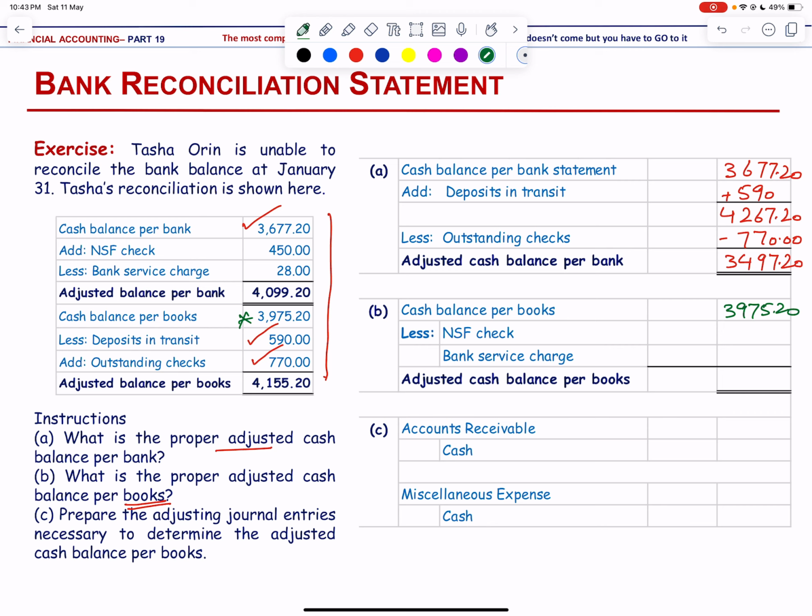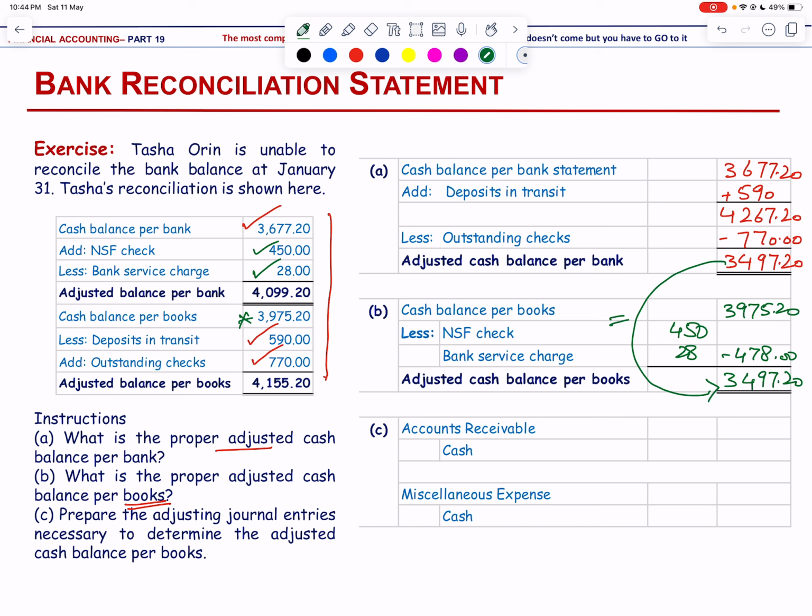3,975.20. Then we are going to subtract the not sufficient fund, that is 450, and the bank service charges of 28. So the total to be deducted is 478, and the balance will be 3,497.20, and you can see that they are the same.